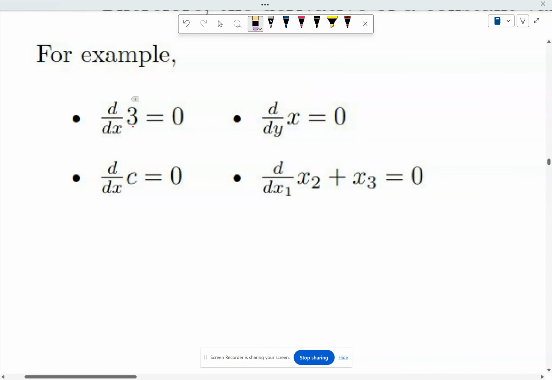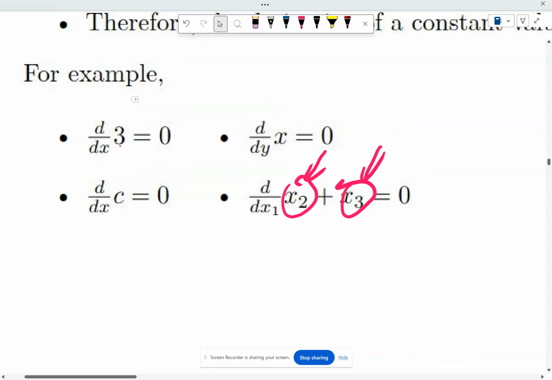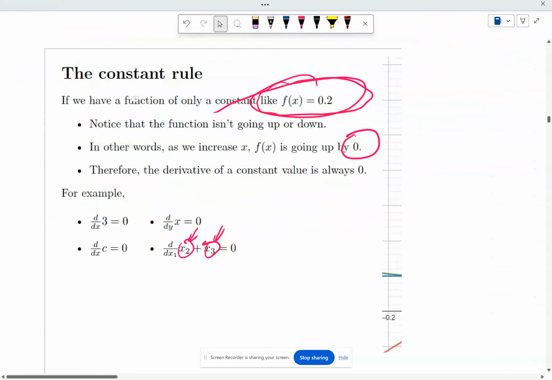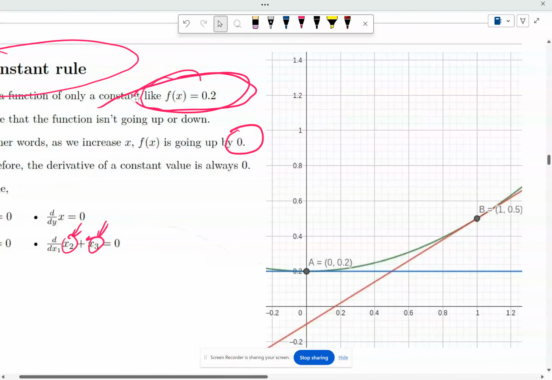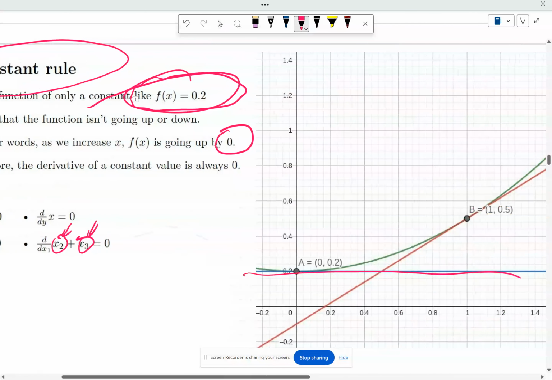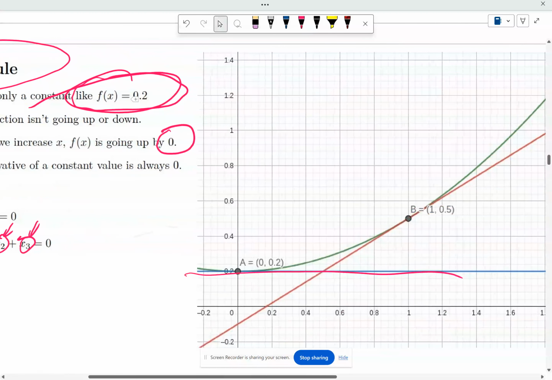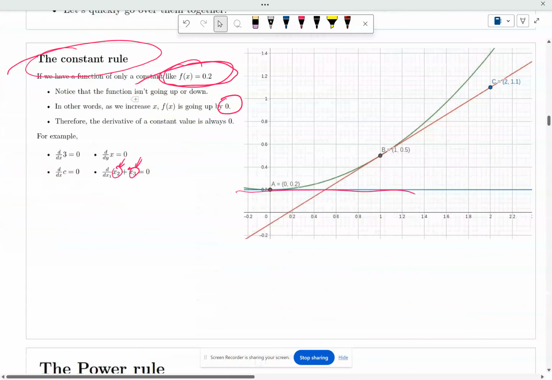And over here, you're taking the derivative with respect to x1. Therefore, x2, x3 are not x1. Therefore, they are treated as constants. Once again, they're all going to be 0. Okay, so that is the general idea of the constant rule. And if you just think about it visually, the function is not going up or down, and since the derivative tells you if the function is going up or down, then it has to be 0 because it's not going up or down. So that is the very first rule.